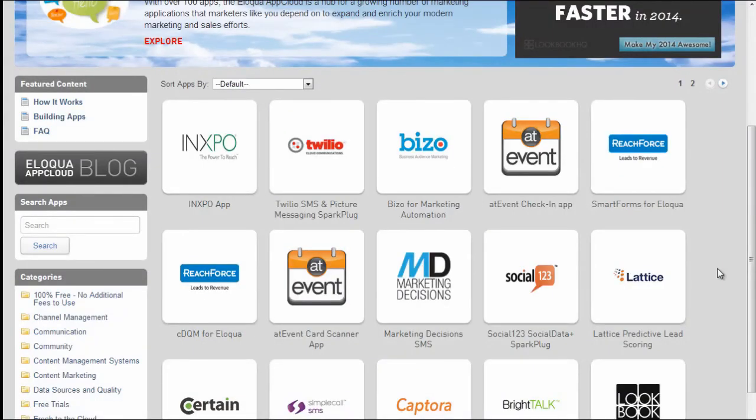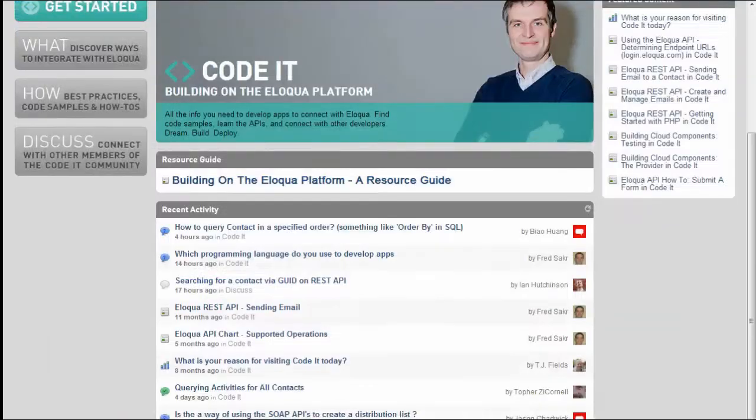This is Eloqua's Appcloud. It's about 2 years old. It was launched in July 2011. It has a respectable 100 plus third-party apps listed, and a lot of these are actually integrated with the product. So even though on the surface it has fewer apps than Marketo Launchpoint, in terms of actually integrating with the product, it has way more. Developers do have their own dedicated site, which is called Codeit for Eloqua. All the documentation and APIs are public and very well documented, so they're quite good.